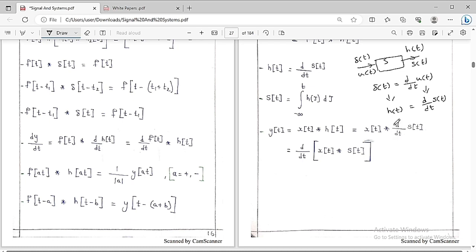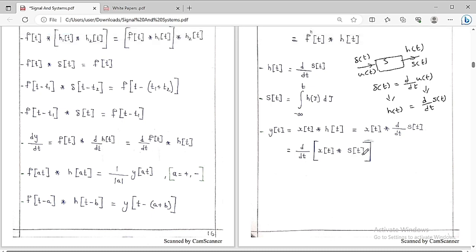Now I am going to take this derivative outside: d by dt of x of t convolution s of t is also true. Why is it like this? Let me represent it here. For this part, you see x of t convolution of d by dt of s of t. I am going to write the relation. How am I going to write the relation?